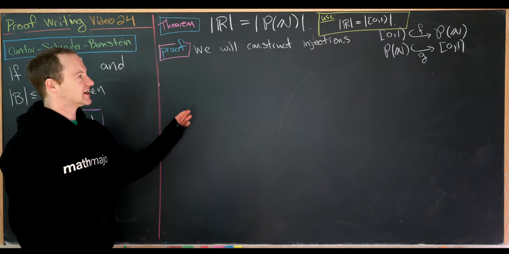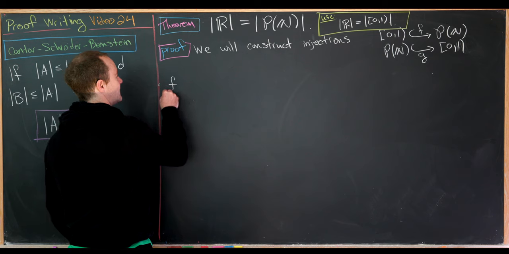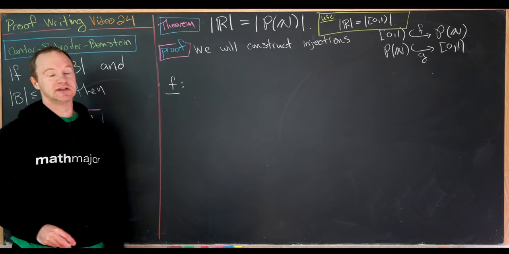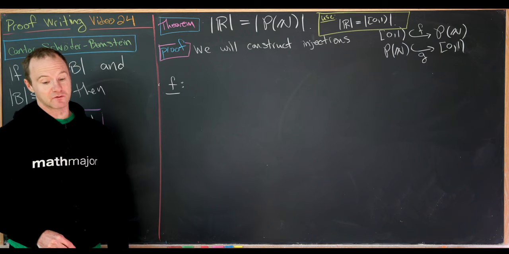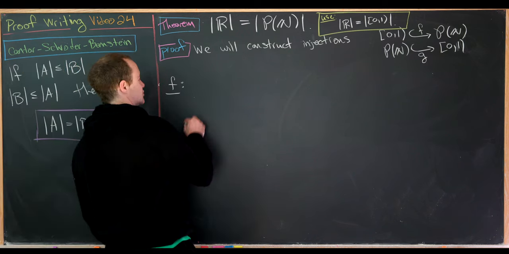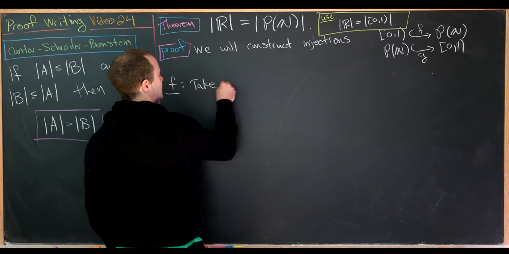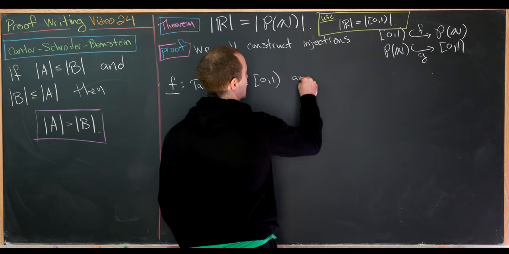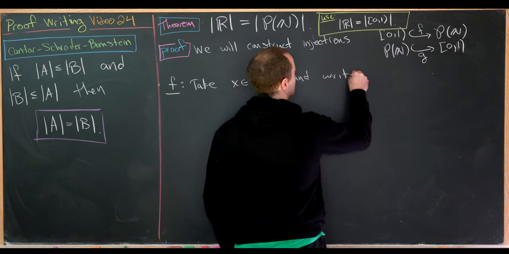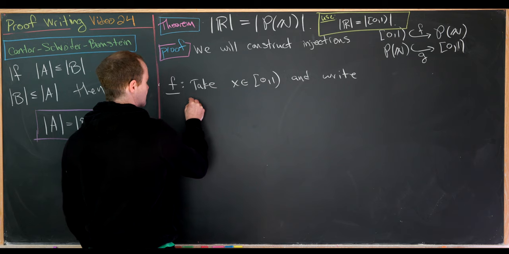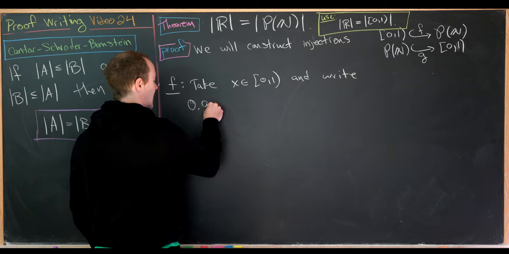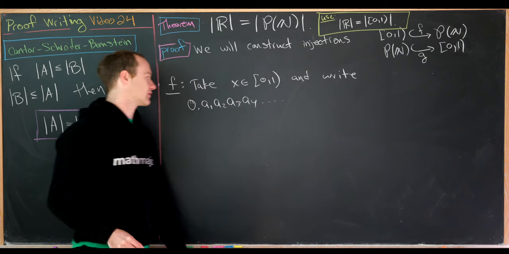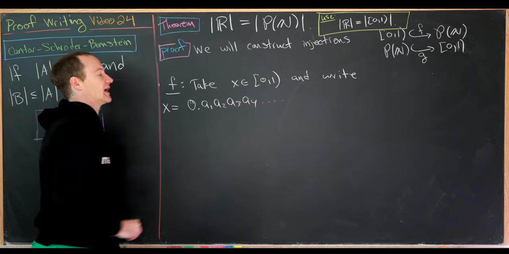Okay, so let's see how we can construct f first. So the idea is to take an element from [0, 1) and then write it in its decimal expansion. So let's do that. Let's take x from [0, 1) and, like I said, write it in its decimal expansion. So it can be written as 0.a1 a2 a3 a4 and so on and so forth. So we have x is equal to that.